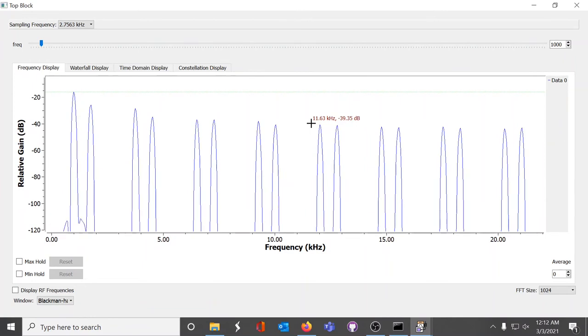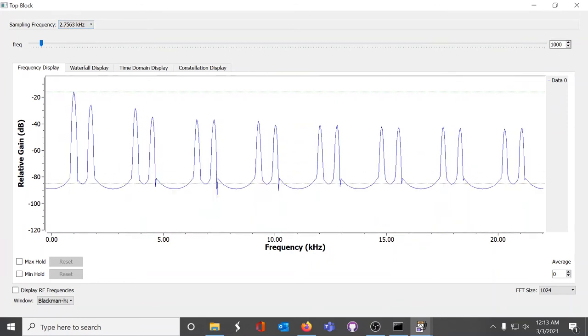So far, everything is behaving very nicely because we are living within the Nyquist-Shannon criterion. Our sampling rate is 2 times the modulating signal. So even here, as low as this is, the sampling rate of 2.7k is more than double what our modulating frequency is.